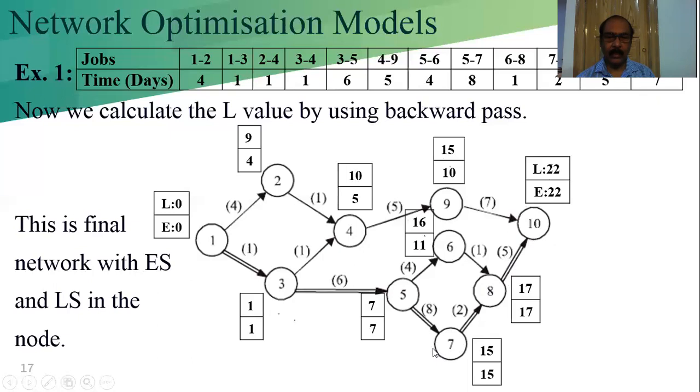Again, for this event, 15 minus 15 is 0, so this is on the critical path. For this, 7 minus 7, it is on the critical path. Again, 1 minus 1 is 0, and 0 minus 0. So the start event and end event are always on the critical path, because the critical activity starts from the start event, and the final critical activity always enters the final event, the last event.